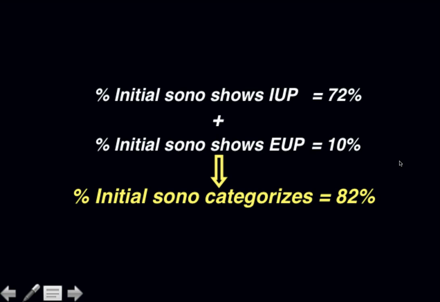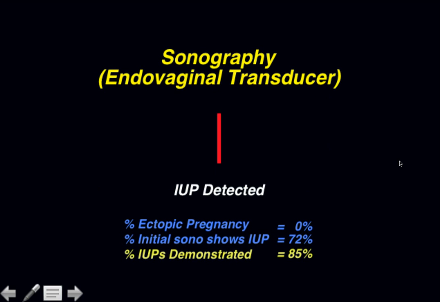That is the reason why the phone rings at 3 o'clock in the morning and you are requested to interpret a sonogram of a patient at risk for ectopic pregnancy. Now, in order for the initial sonogram to document an intrauterine pregnancy 72% of the time, that means we must find definitive criteria in at least 85% of the patients who have intrauterine pregnancies.